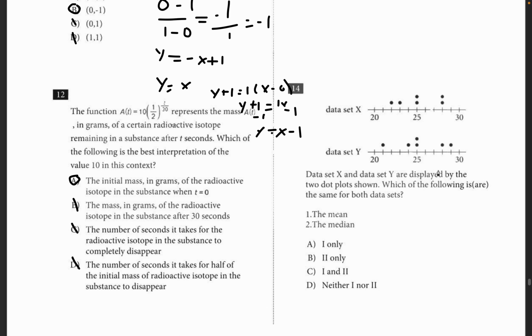14. Dataset X and dataset Y are displayed. Which of the following are the same for both data sets? The mean. 1, 2, 3, 4, 5, 6. 1, 2, 3, 4, 5, 6.